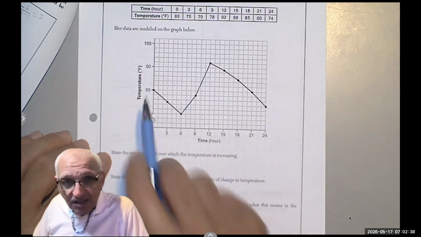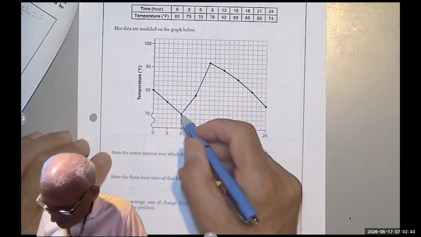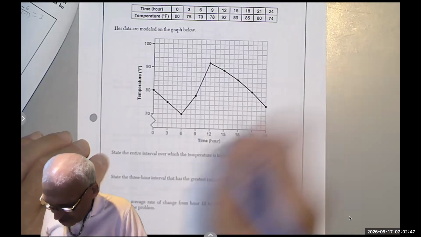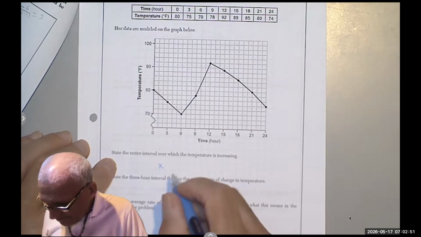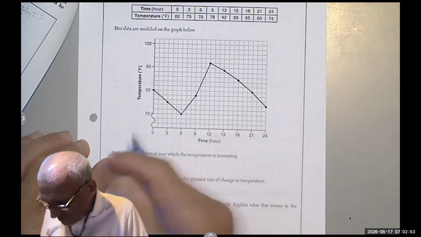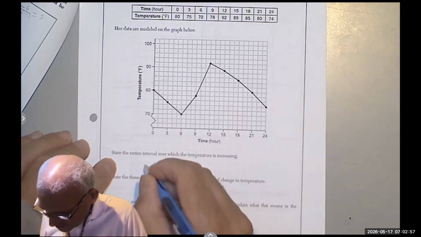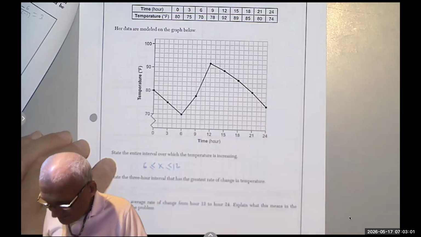Increasing temperature meaning going up. I see this part is going down, this branch is going up, and then down again. It never goes up back. So the interval x, you can write it in any form. So you can say x greater than or equal to 6, less than or equal to 12. Okay.